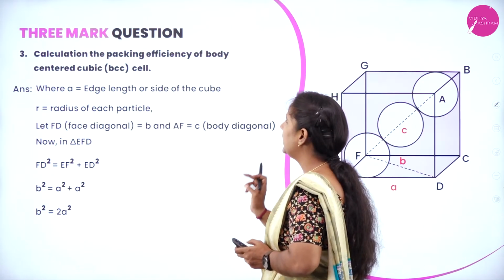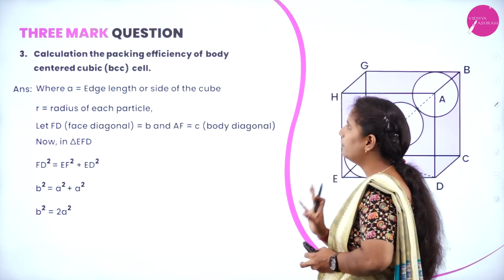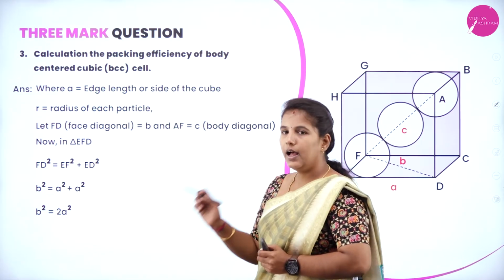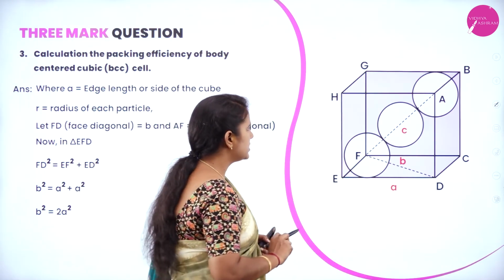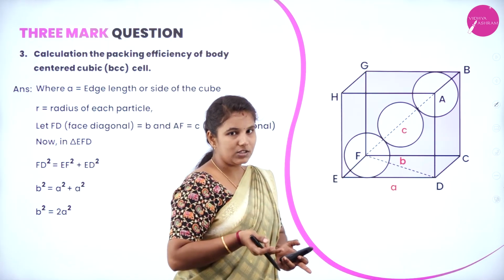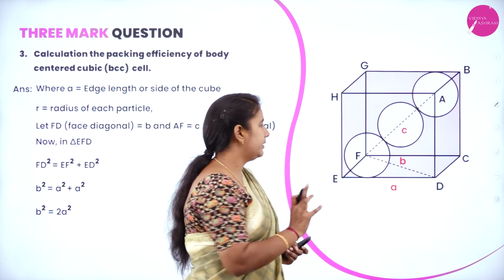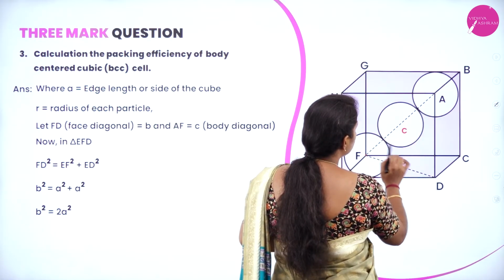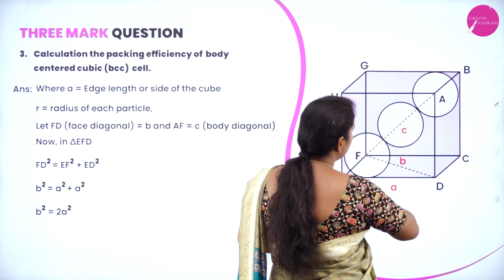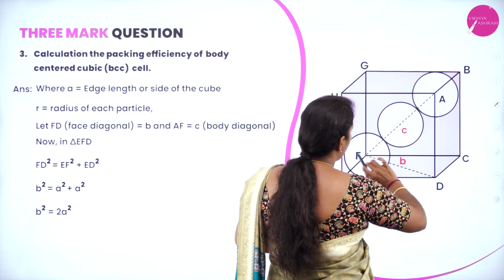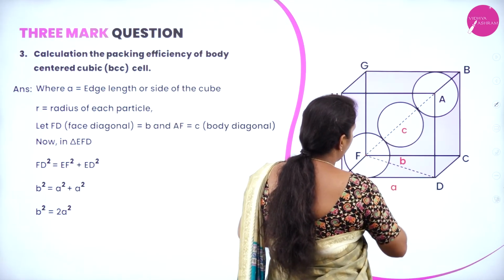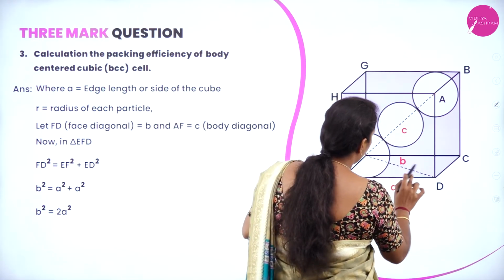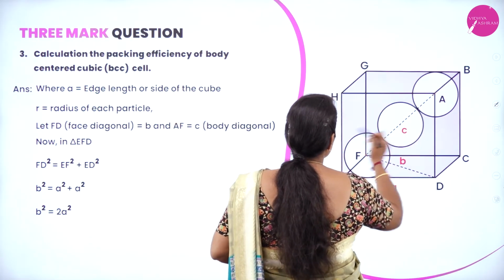Next, we will see the calculation of packing efficiency of the body-centered cubic unit cell. Again, in a body-centered cubic unit cell, we know that in addition to the 8 corner particles, we have a particle at the center. That is why I have considered the particle at F, the particle at A, and also the particle at the center. And I have drawn a diagonal from A to F, and also a diagonal from F to D, which is considered as B, and this is considered as C.